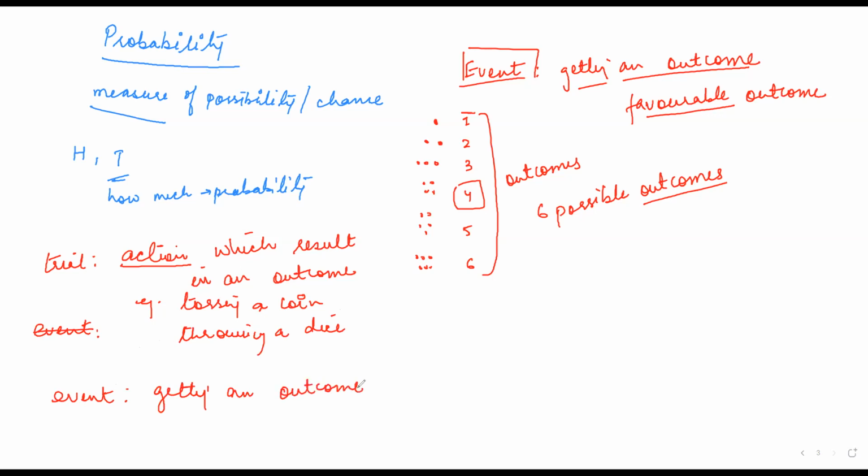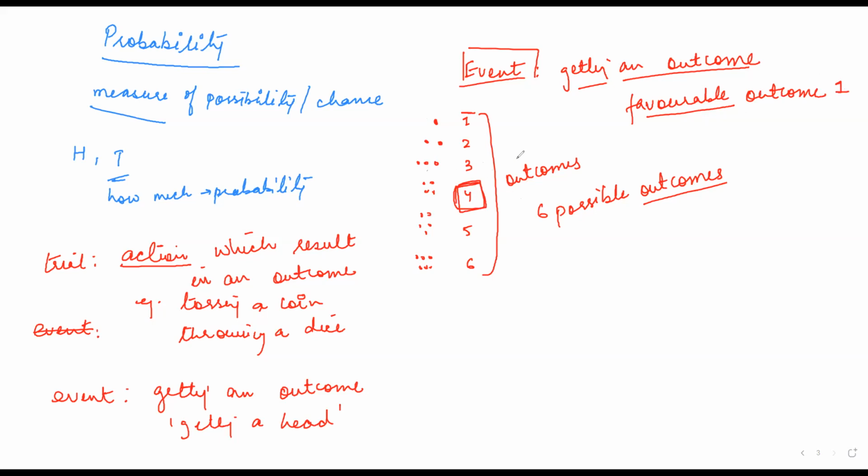This is an event, right? For example, like getting a head. So you have tossed a coin and getting a head is an event in itself. So in this particular trial, only 1 time 4 is coming, right? So your favorable outcome is actually 1 in this case. Clear?